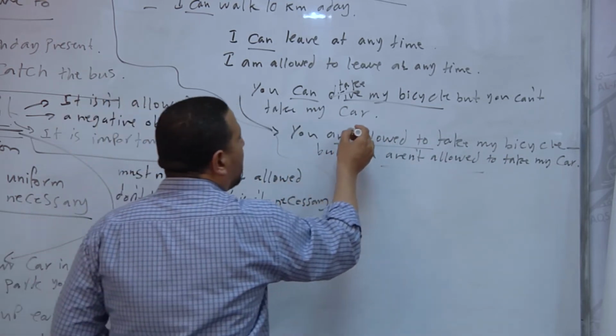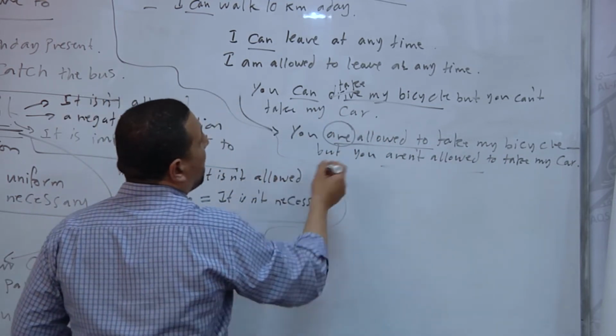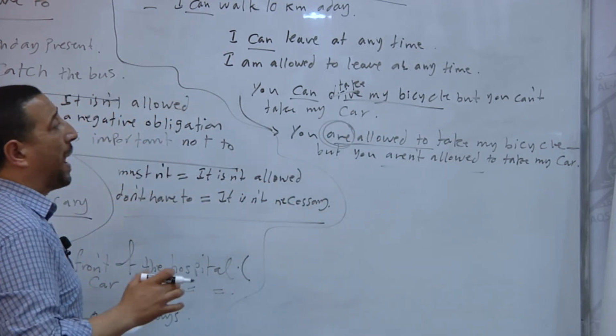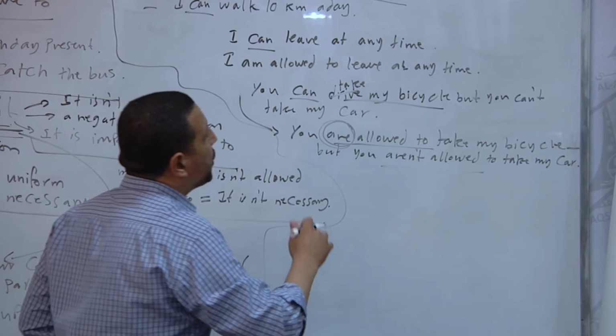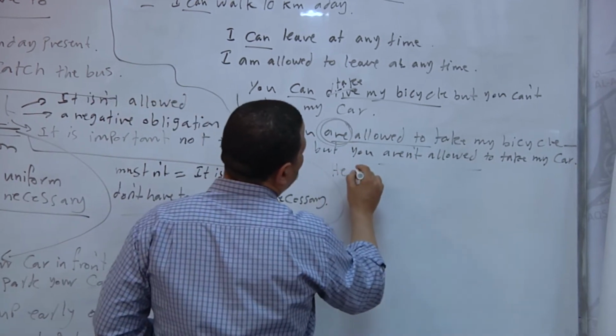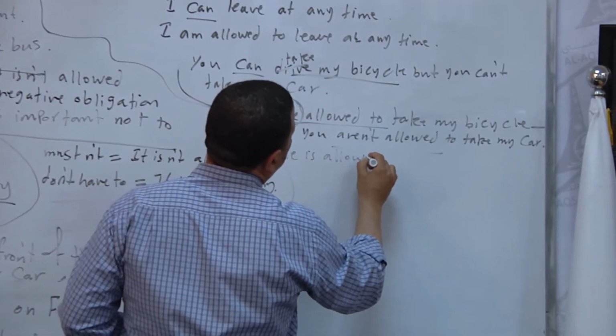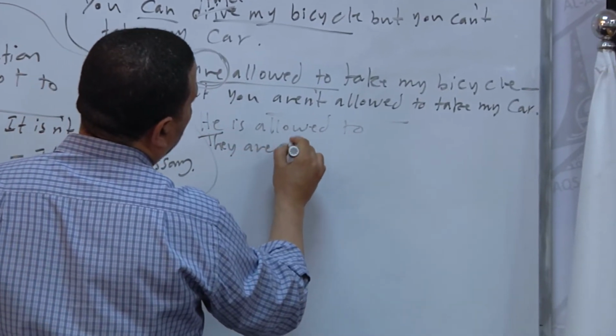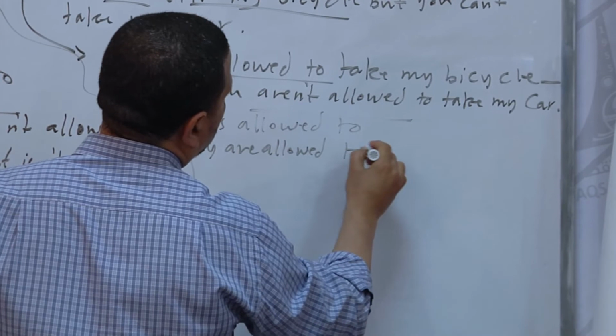It should be preceded by the verb to be. Okay, you are allowed to. I cannot say you allowed to. You are allowed to. She is allowed to. He is allowed to. They are allowed to.